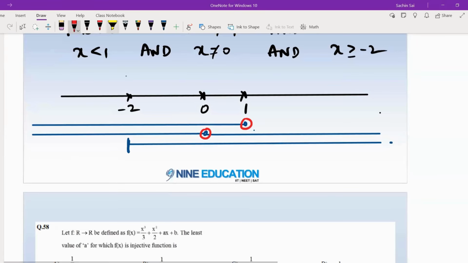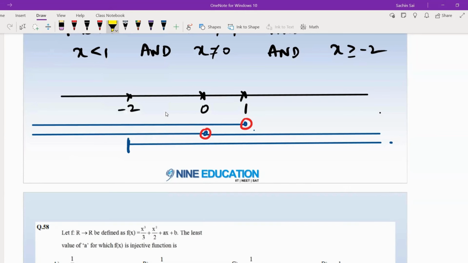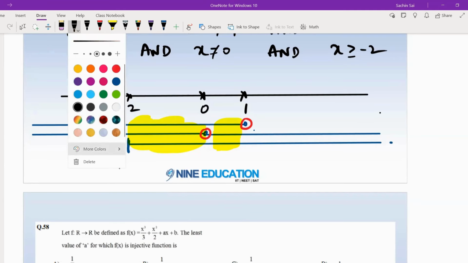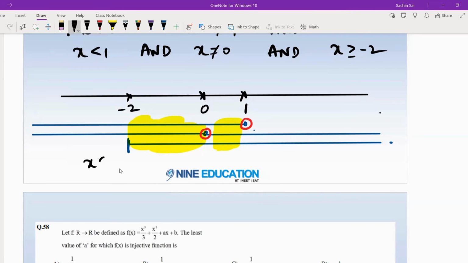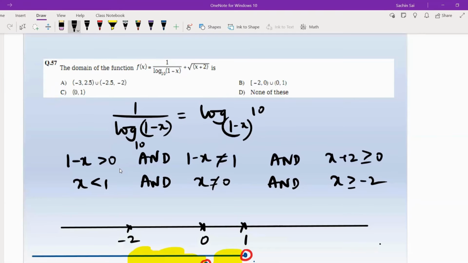Now to take the intersection, remember you're taking the intersection of three different conditions. So where do you see three lines here? You see them in this region. That will help you find the intersection easily. So based on this diagram, the intersection of the three conditions is x belongs to the closed interval -2 to 0, union 0 to 1. So that is option B.